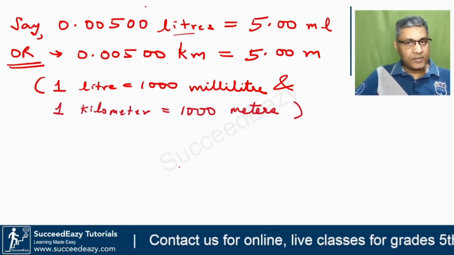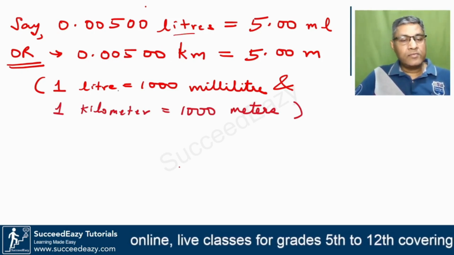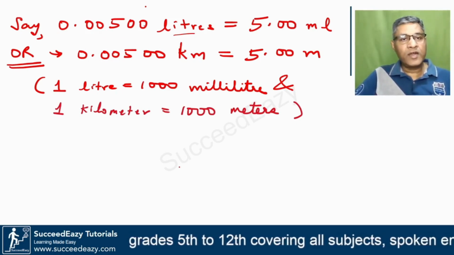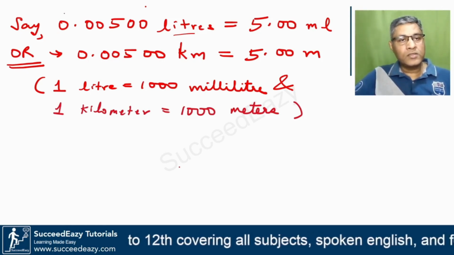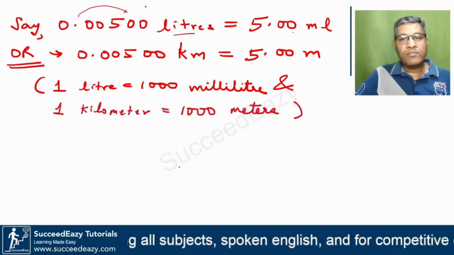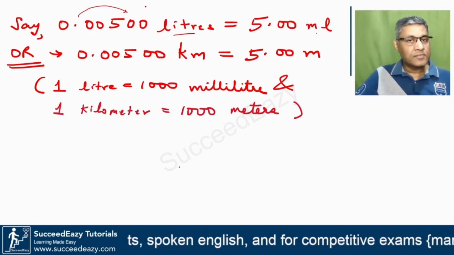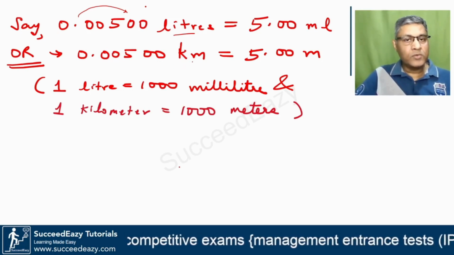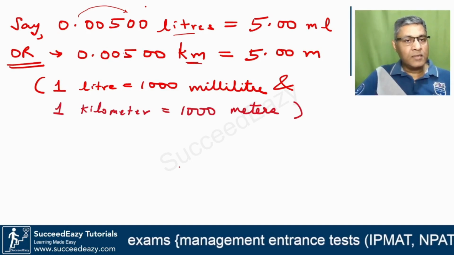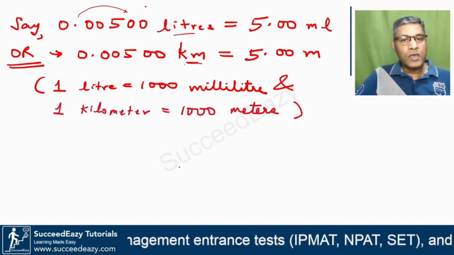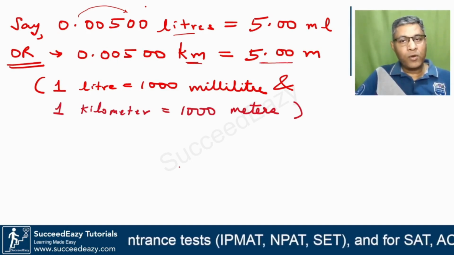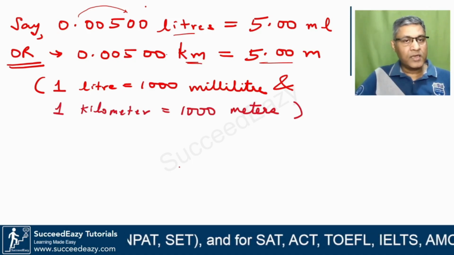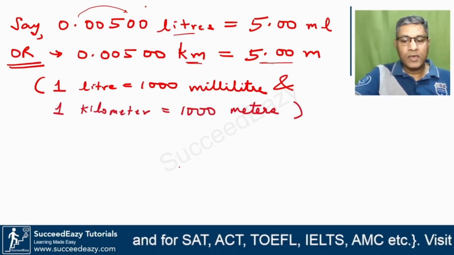Say 0.00500 is in liters. So we all know that 1 liter is equal to 1000 milliliters. So multiply 0.00500 by 1000. You get what? The zeros shift over, so you get 5.00 milliliters, isn't it? Same way, if you were to consider kilometers, then the same digits, 0.00500 kilometer, is equal to 5.00 meters. 1 kilometer equals 1000 meters, so just multiply that. Same logic, right?